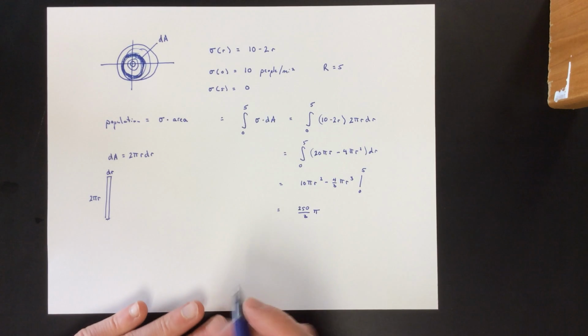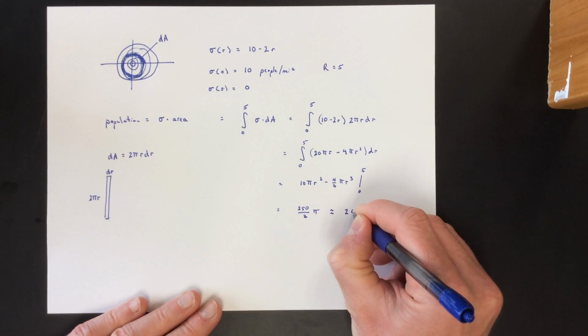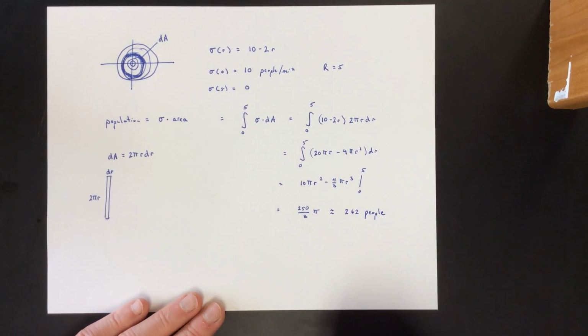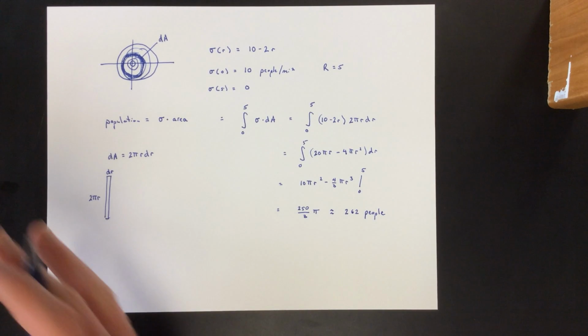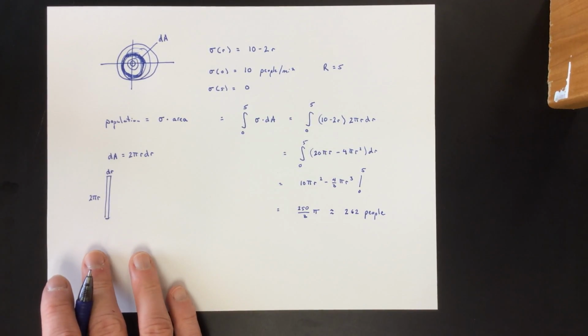So let's round it to the nearest person. So that's 262 people. Again, the population is the number of people that would live in that little bitty village. It looks like this is a village more than it is a city.